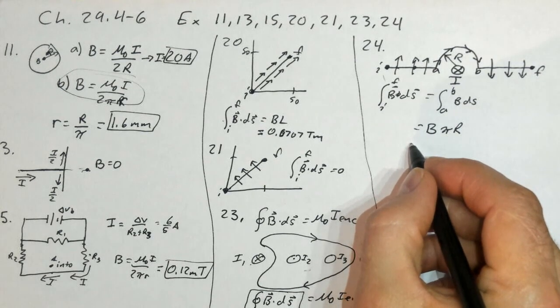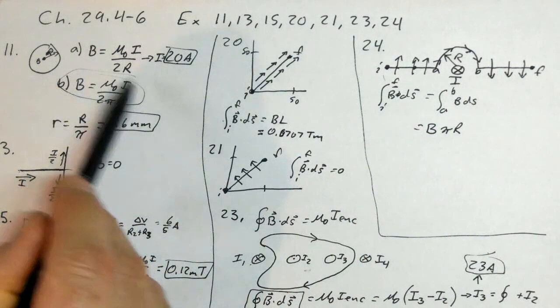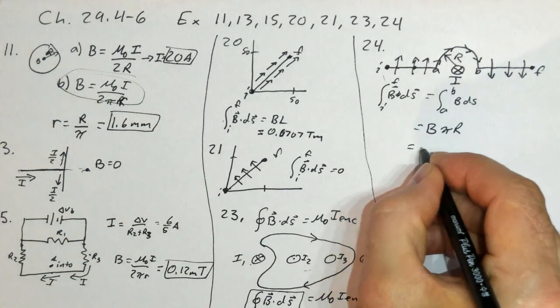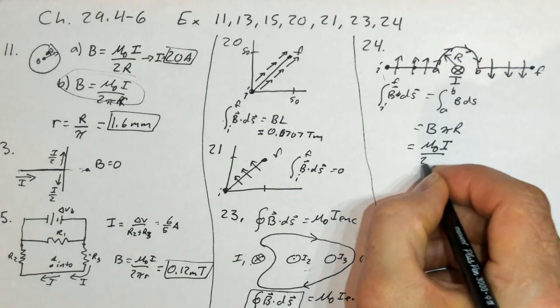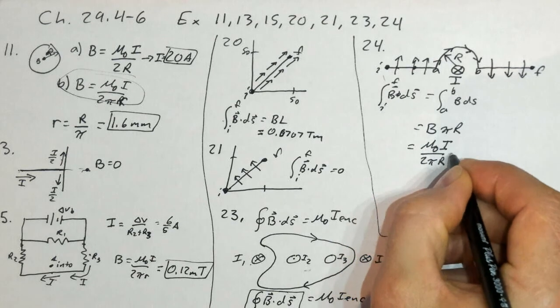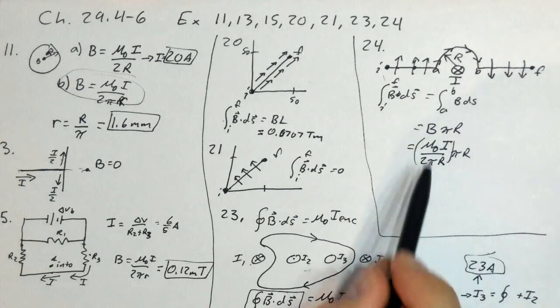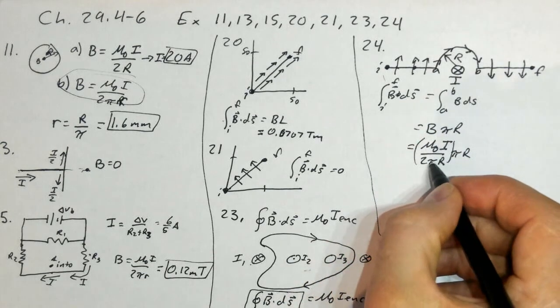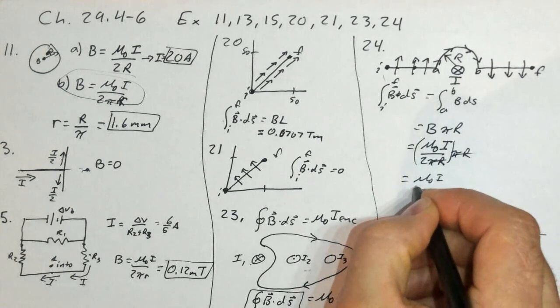Now, that is a wire, a straight wire, coming in and out, and I have an equation for a straight wire. So that's going to be equal to mu naught I over 2 pi r times pi r. So this is B, and then I multiply by the pi r. Pi r's cancel, and I just have mu naught I over 2.